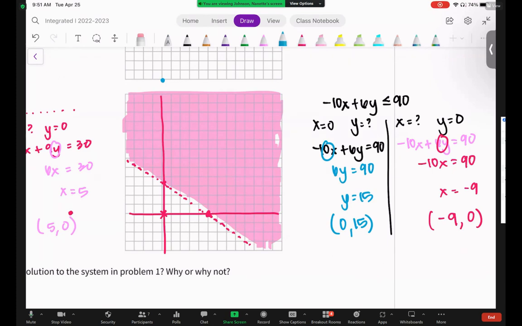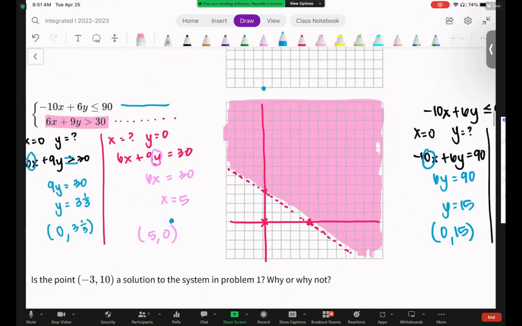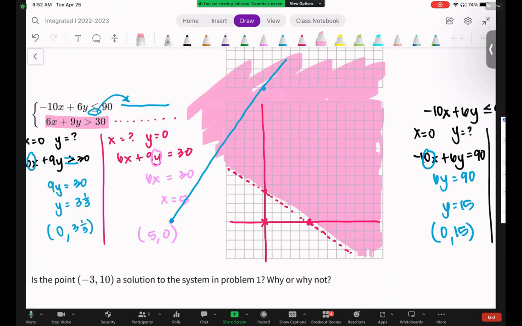Oh, I should be using blue, right? So this one is going to be a solid line, right? Because this equal to makes it solid. The equal to makes it solid, meaning everybody on that is a solution. And again, I'm going to try to make this like that. So can you imagine that this pink shaded is all like this and it's all like this, right?